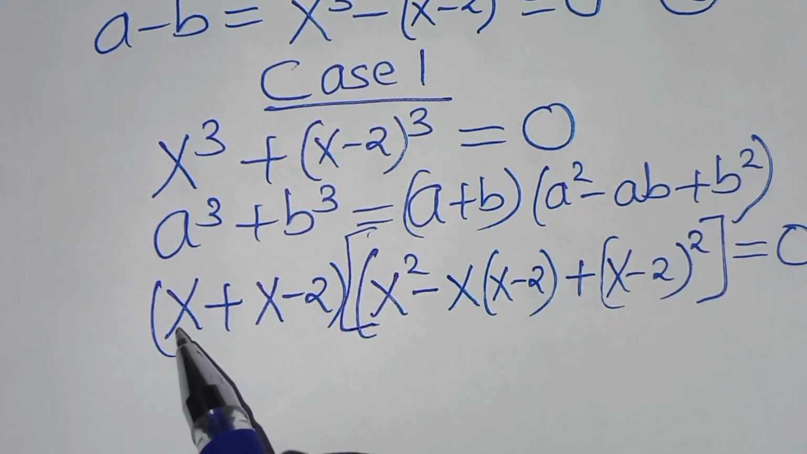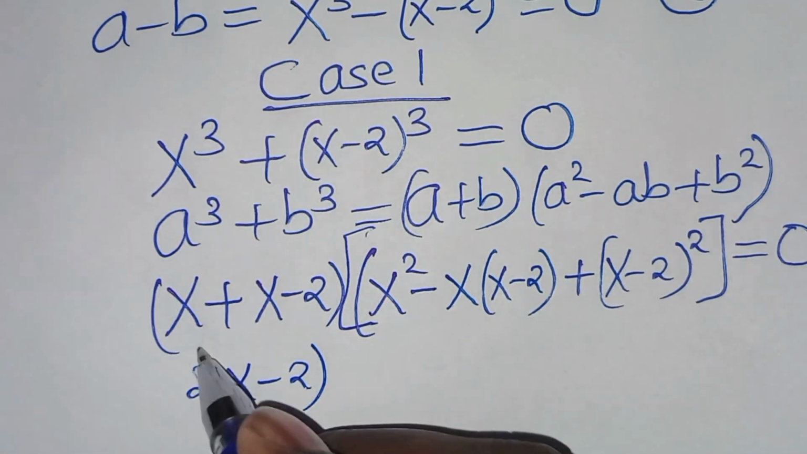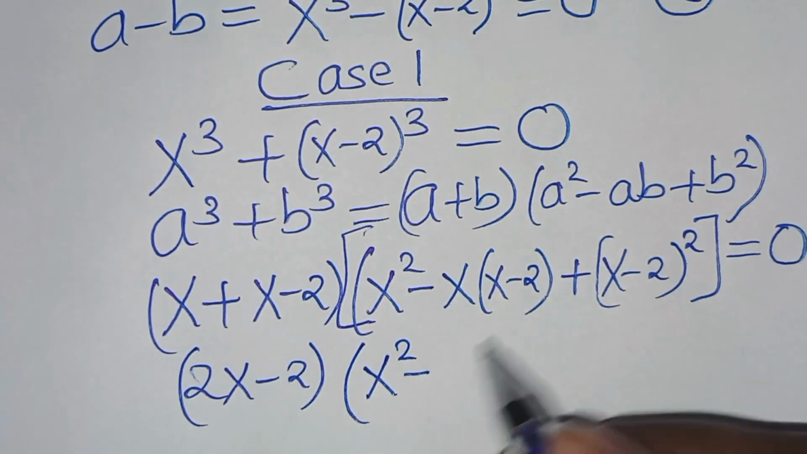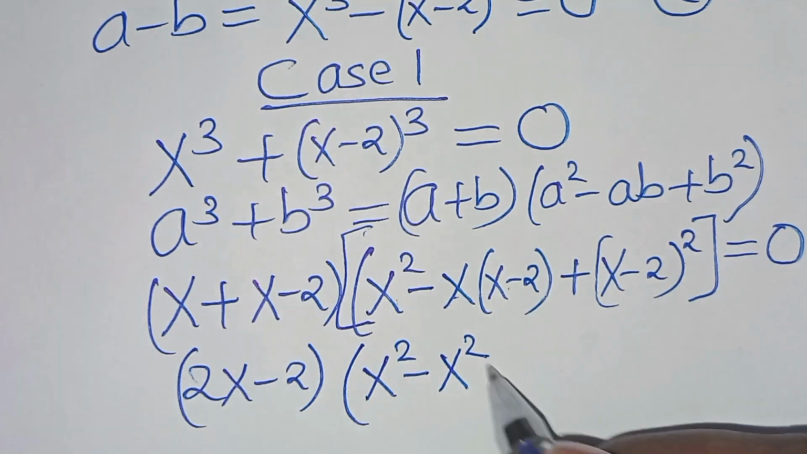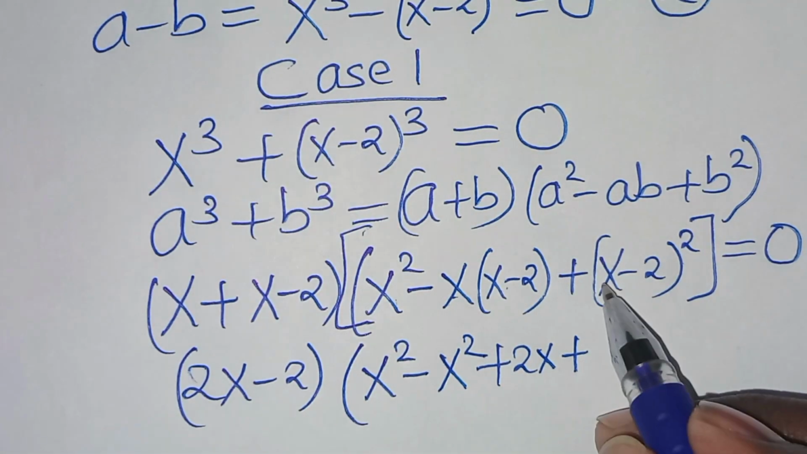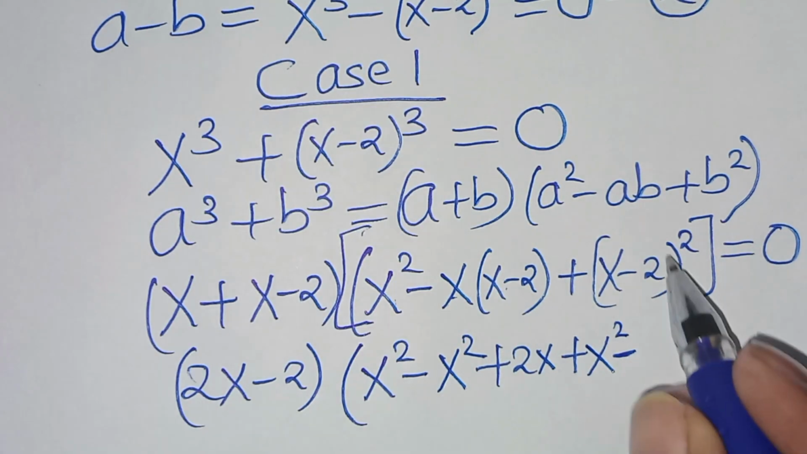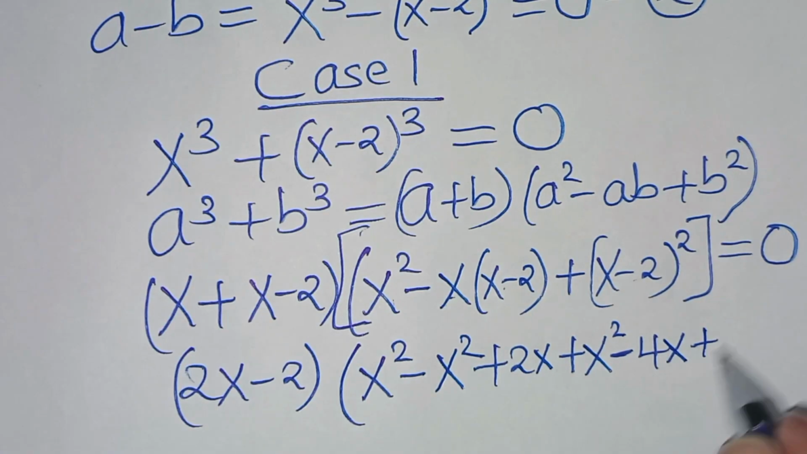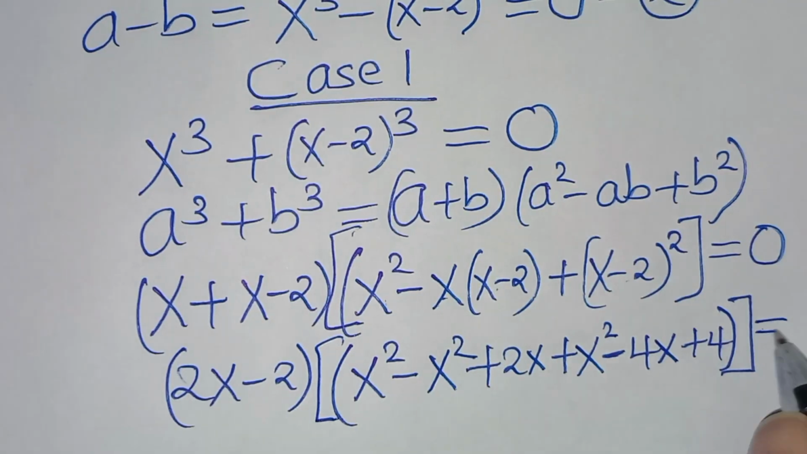The next step from here, x plus x is 2x minus 2. Then here we have x squared minus x times x, which is x squared, minus x times minus 2, which is plus 2x. Then plus (x minus 2) to power 2, which is x squared minus 4x, then plus 4, since minus 2 squared is plus 4. Close the bracket. This is equal to 0.